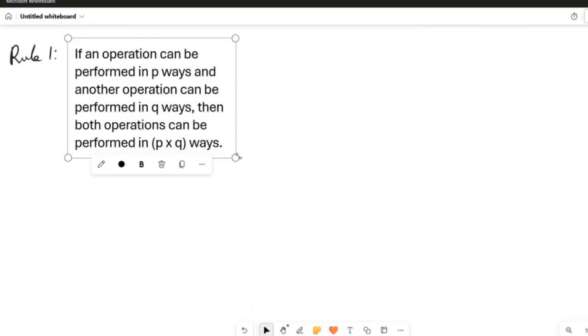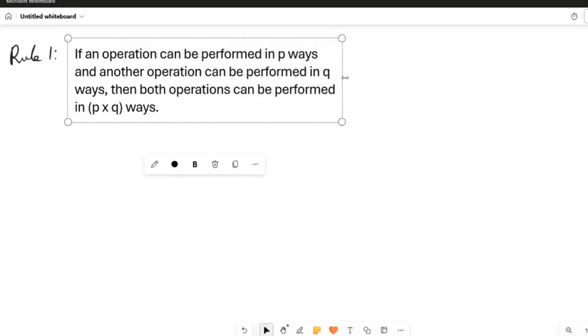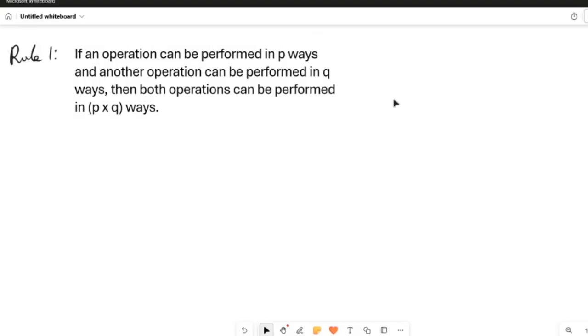So this is the first rule. I like to give this in the class. If you have two operations that you're trying to perform together, and one of the operations can be done in a certain number of ways, the other one can be done in a certain number of ways, then both of them together can be done in the multiplication of the number of ways each of them can be done. You will need this rule, and when we get to where we're going to apply it, I'll let you know.